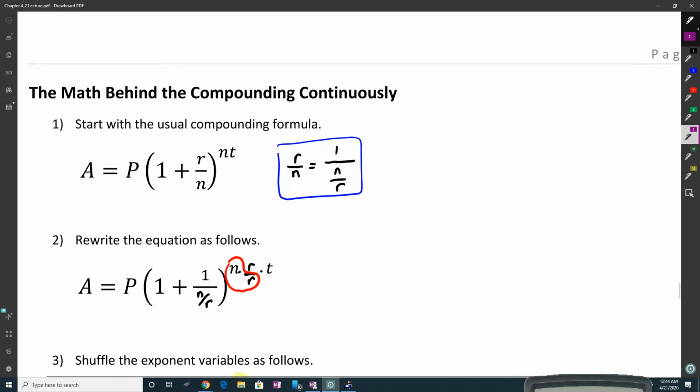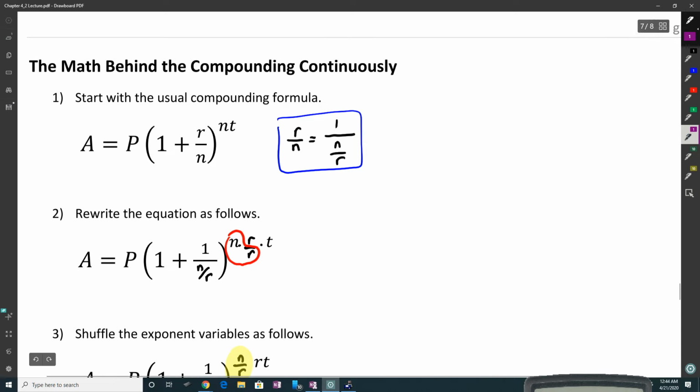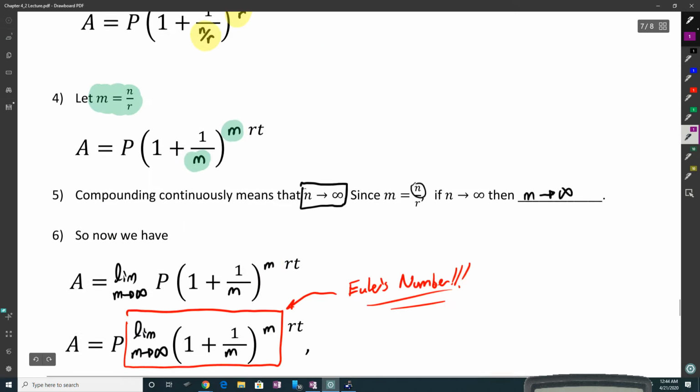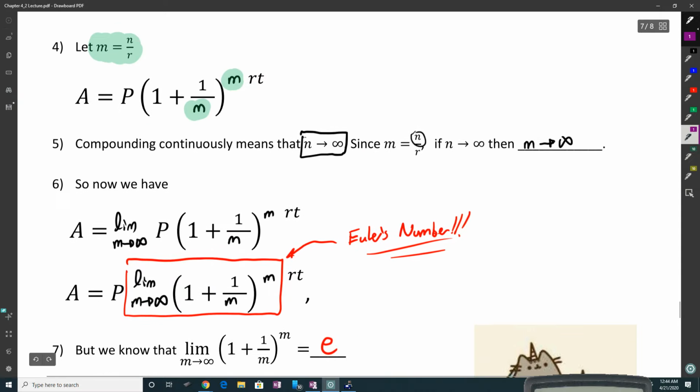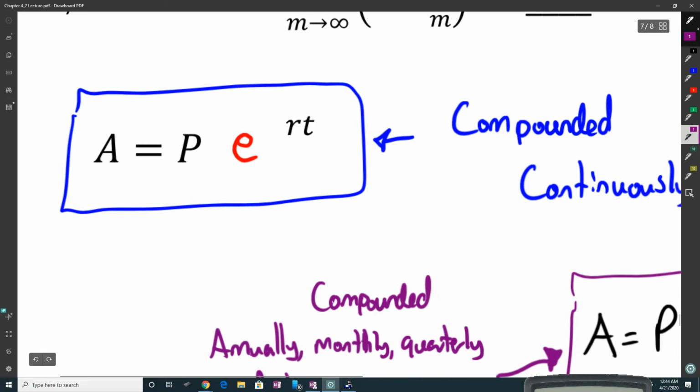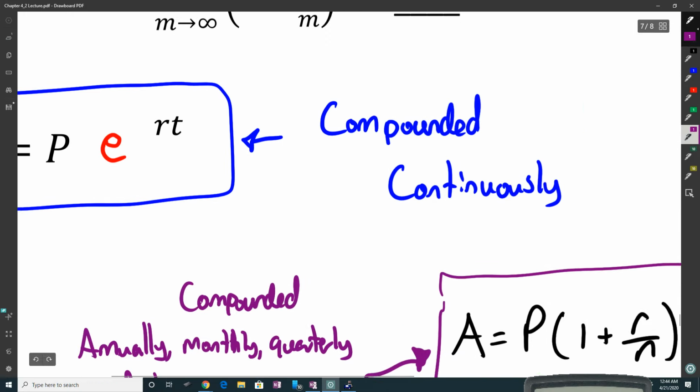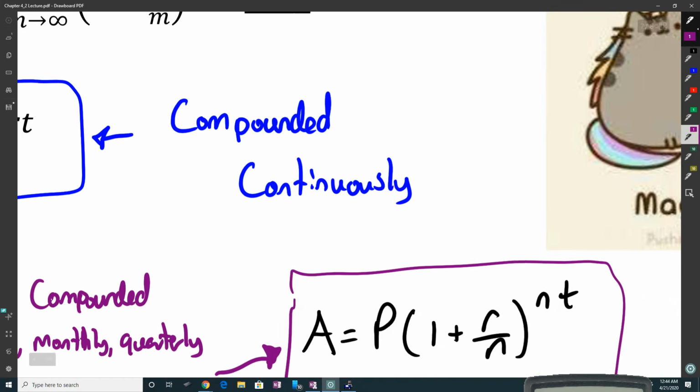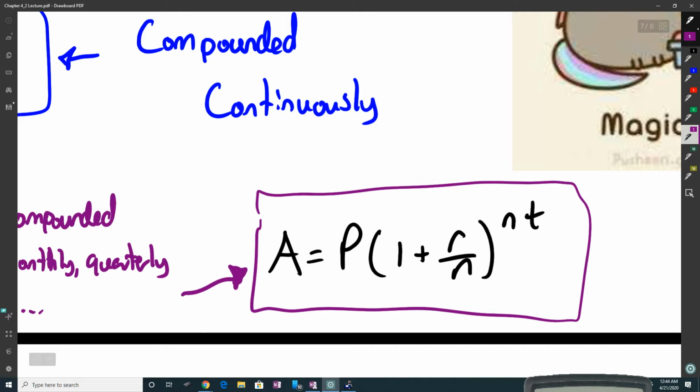Now, this proof is just me being nerdy. I wanted to show you how the equation gets made. They don't force you to memorize the proof in our class, but they do want you to know the two formulas. So compounded continuously, P e to the rt. If it's any other type of compounding, it's the formula that we were using on the last page.